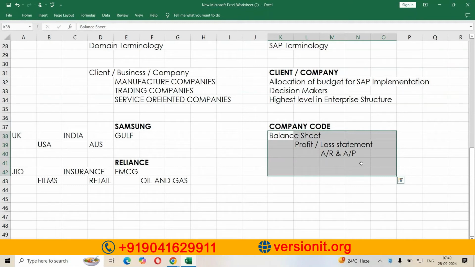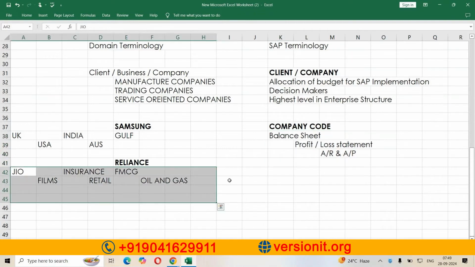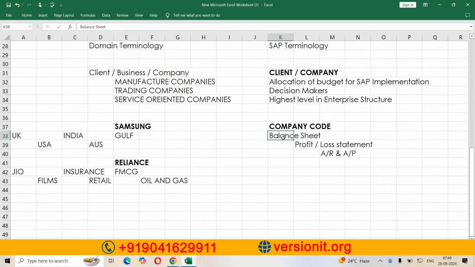So one company can run multiple businesses, and each business we map as a company code. Or if one company is running the business at different geographical locations, based on this geographical location, you can map it as a company code.